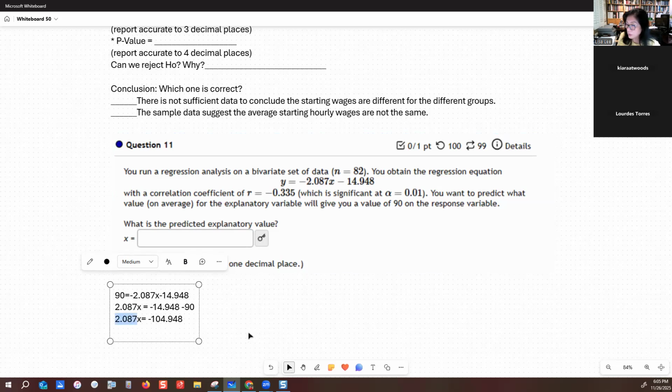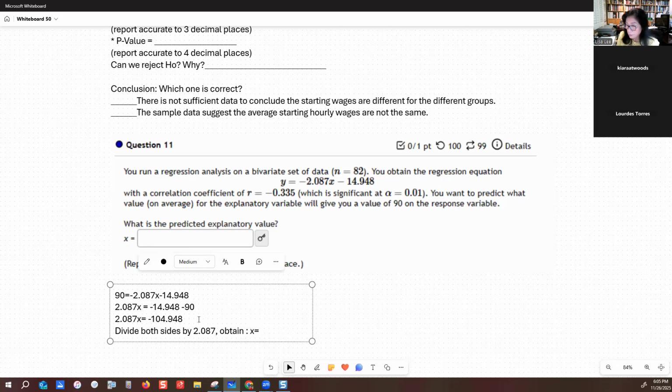So I put the underline. Oh no, this one doesn't let me do that. So understand, I'm going to divide, okay? Or maybe I put some explanation here. Divide both sides by 2.087, right?